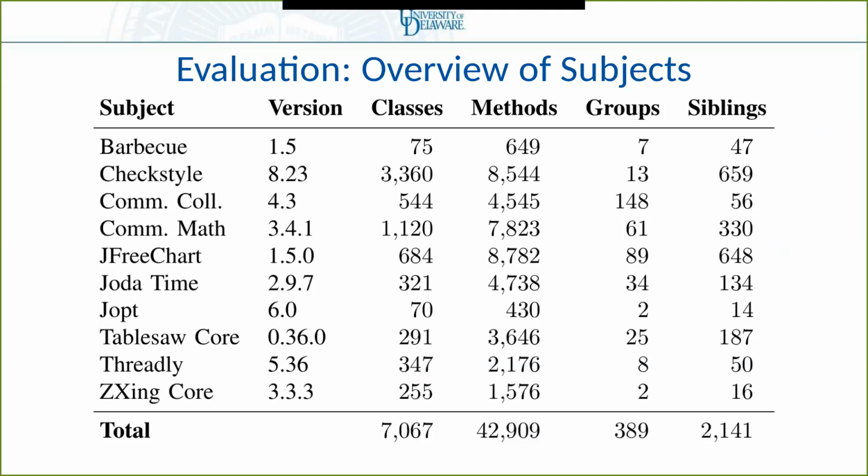We evaluated our approach using 10 open-source Java projects. This table shows the 10 subjects used in our evaluation. The classes and methods columns give an idea of the size of the application, and the groups and siblings columns show the number of sibling groups and siblings found within each application.